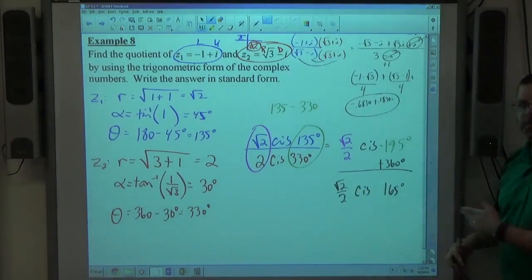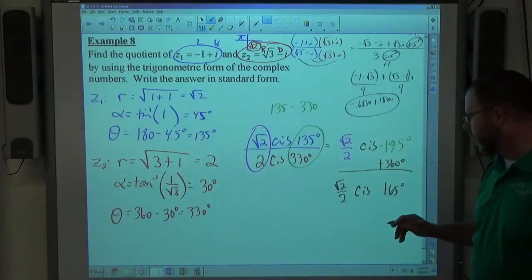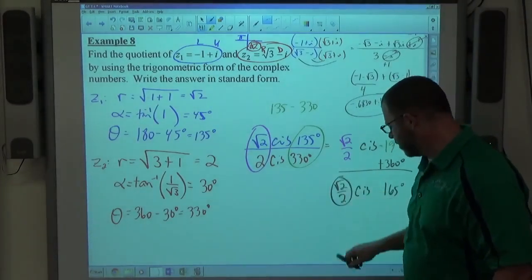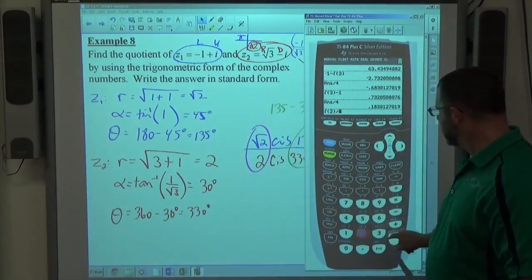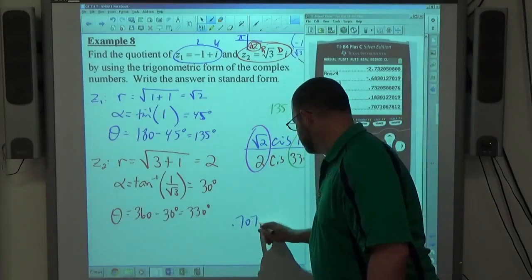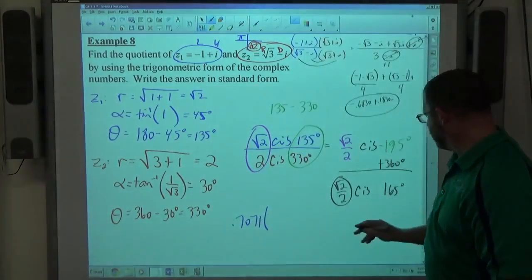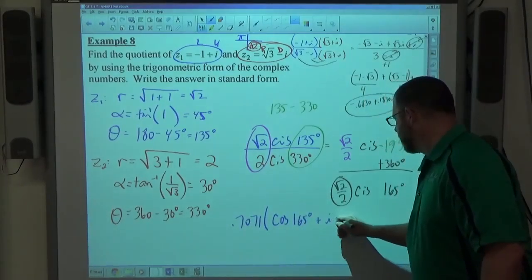165 is not one of our special angles that we memorized the cosine and sine of. 150 we knew, 180 we knew, but not 165. So that just means I don't know what they are. So what I do is get a decimal approximation for the square root of 2 over 2. Square root of 2 divided by 2 comes out to 0.7071. And then we have cosine of 165 plus i sine of 165.